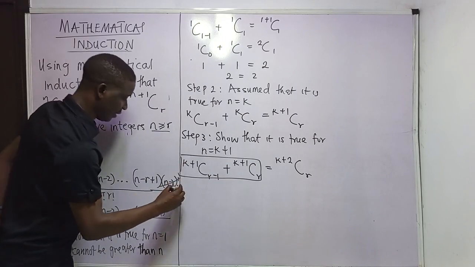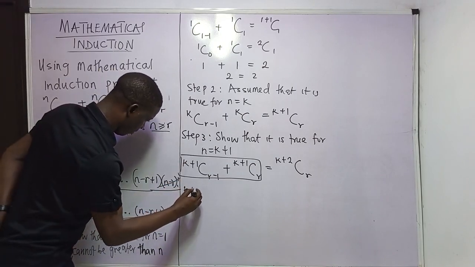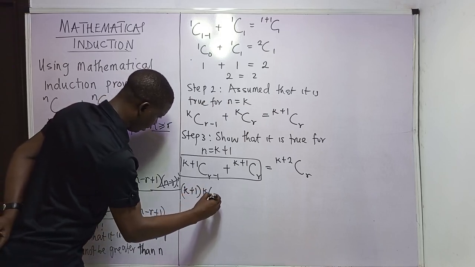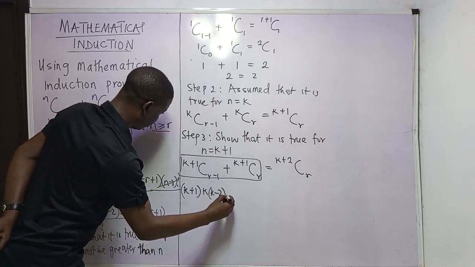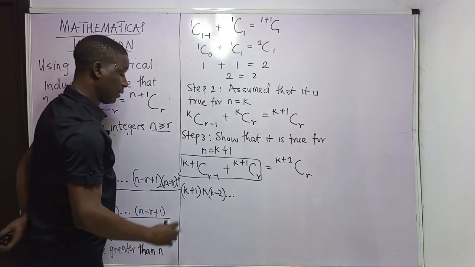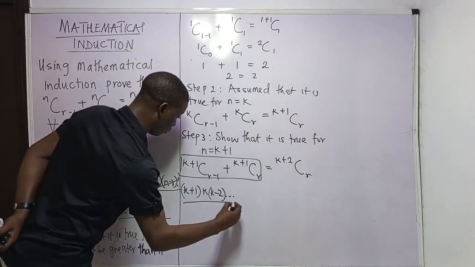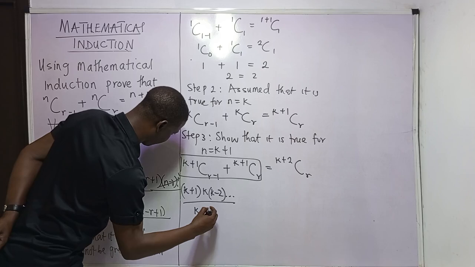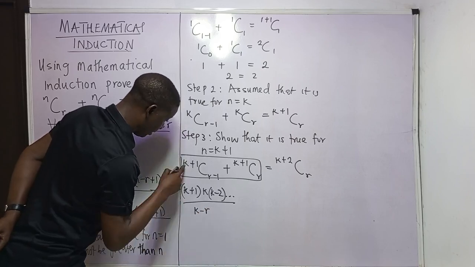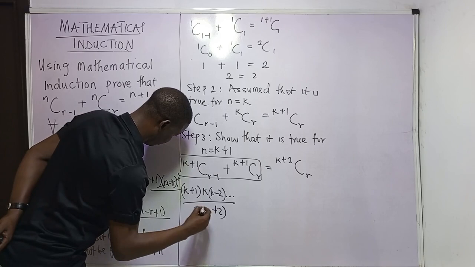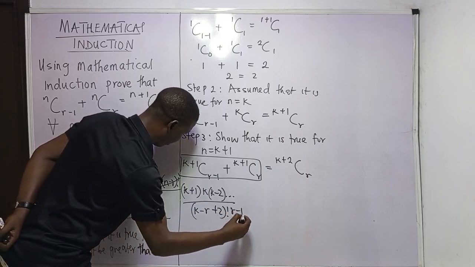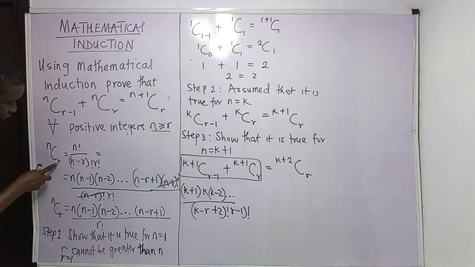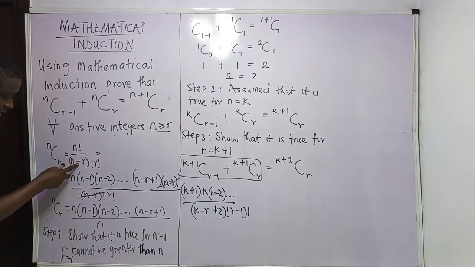Now what we're going to do is that this one is the same thing as k plus 1 into bracket k, k minus 1, k minus 2, dot, dot, dot. The last term will be, because it's supposed to be divided by this minus this, k minus r, k minus r plus 2 factorial, and r minus 1 factorial. Don't forget this minus this, just like you have n minus r.